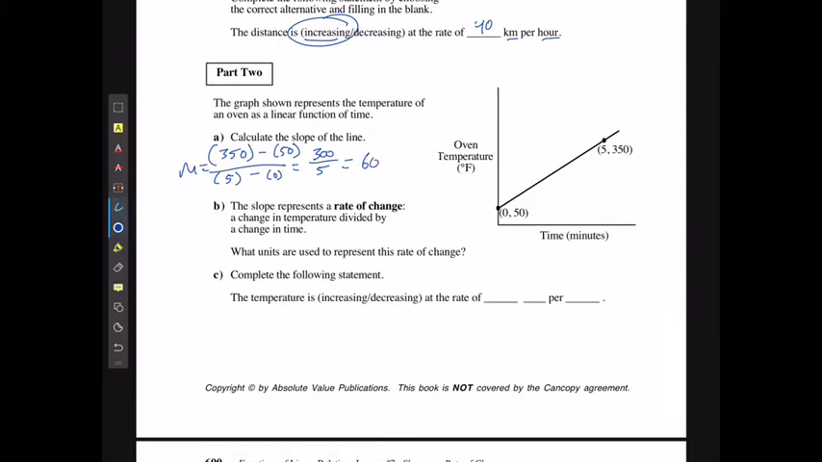The slope represents the rate of change. A change in temperature divided by a change in time. What units are represented in this rate of change? Well, in this case, we're calling it degrees Fahrenheit per minute. In this case, the temperature is increasing at a rate of 60 degrees Fahrenheit per minute.